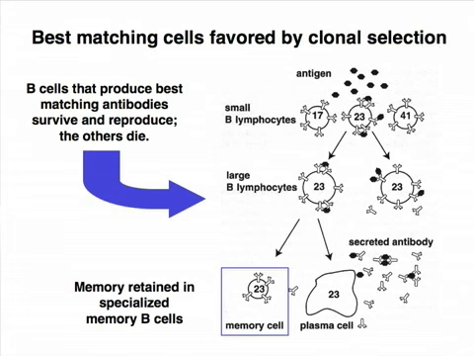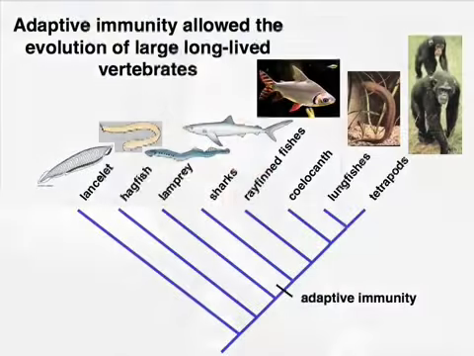So this, again, is a process of evolution by natural selection happening within our own bodies. And we are lucky that we have this system. Actually, we probably couldn't exist in the way we exist if it weren't for this adaptive immune system having evolved sometime in our evolutionary past.